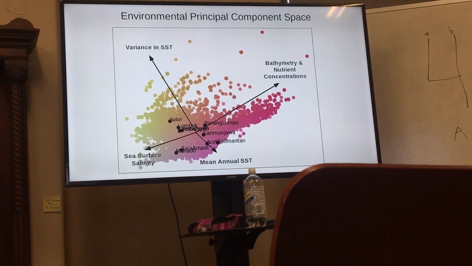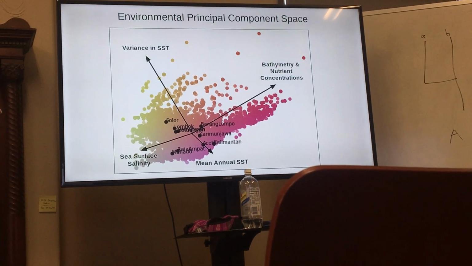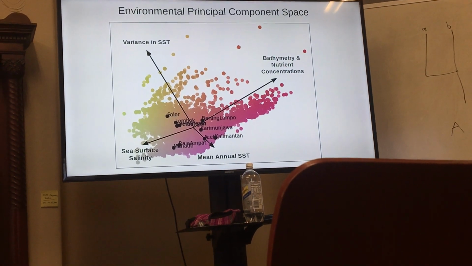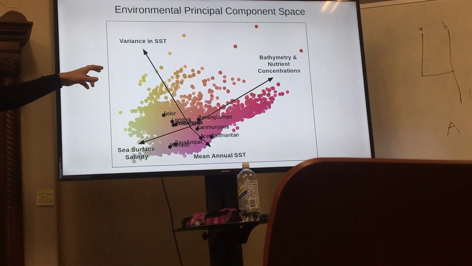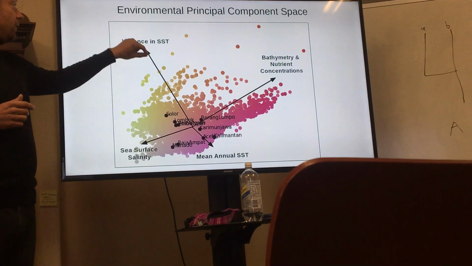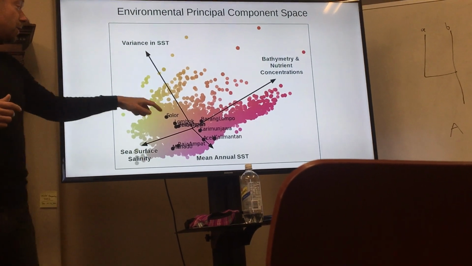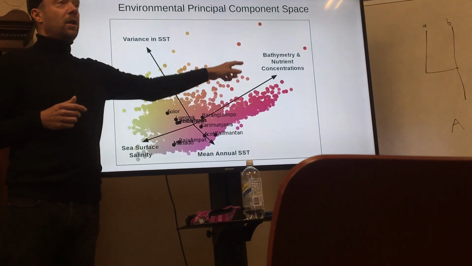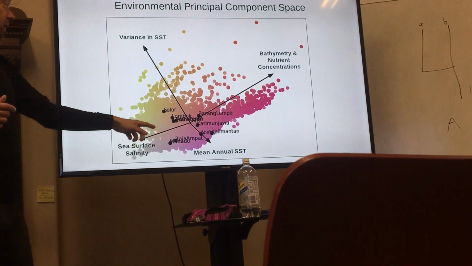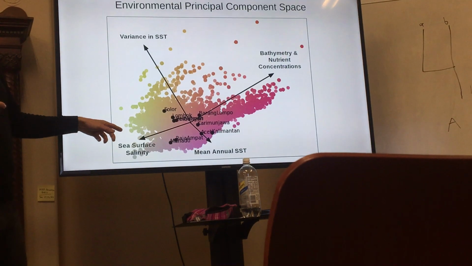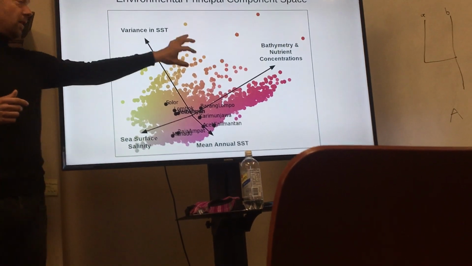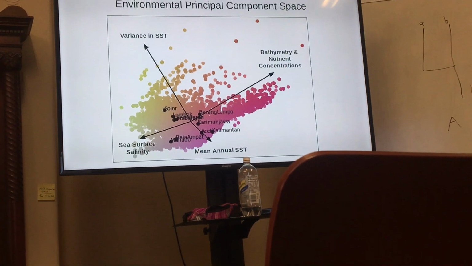And we can look at the loadings on the PCs. This direction is variance in sea surface temperature, mean annual sea surface temperature. This is nutrient concentration and bathymetry, and sea surface salinity. So these are the core components of this space.